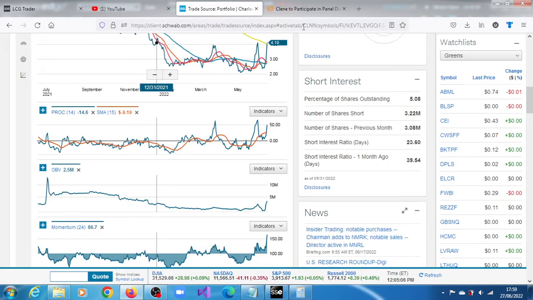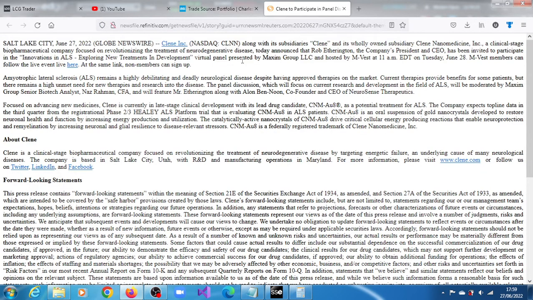So the news is that the company's president and CEO has been invited to participate in the Innovation in ALS, exploring new treatments in development virtual panel presented by Magazine Group LLC and hosted by MVEST at 11 a.m. EDT on Tuesday, the 28th of June. MVEST members can follow the live event.